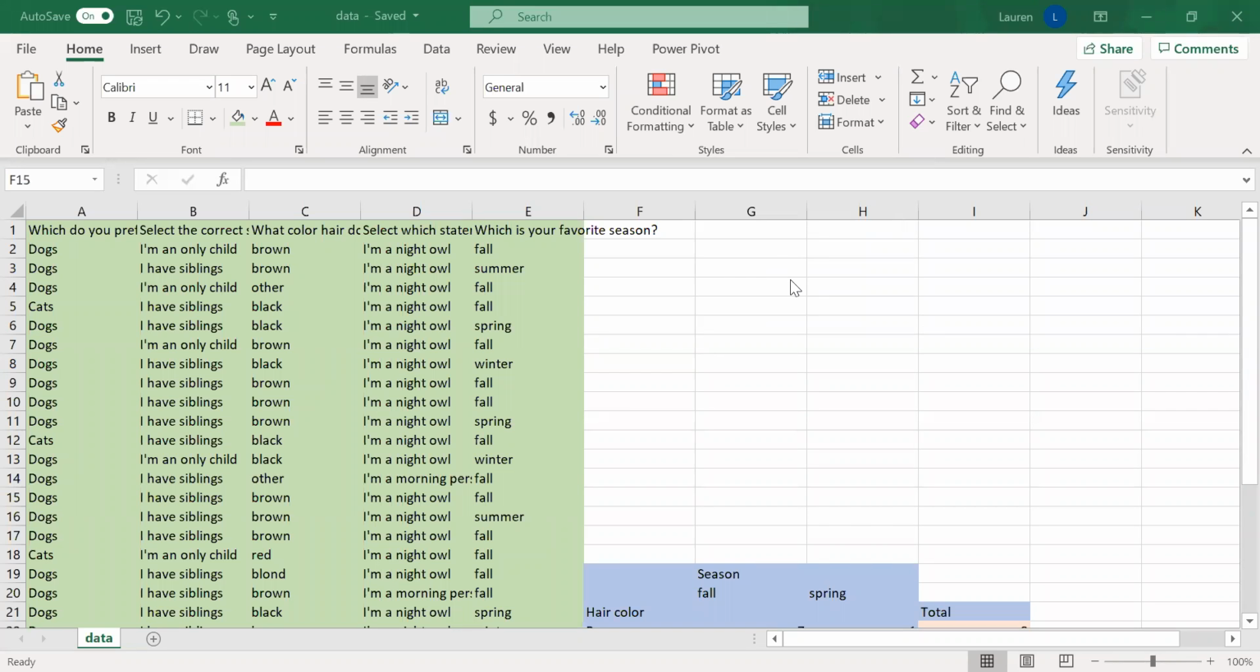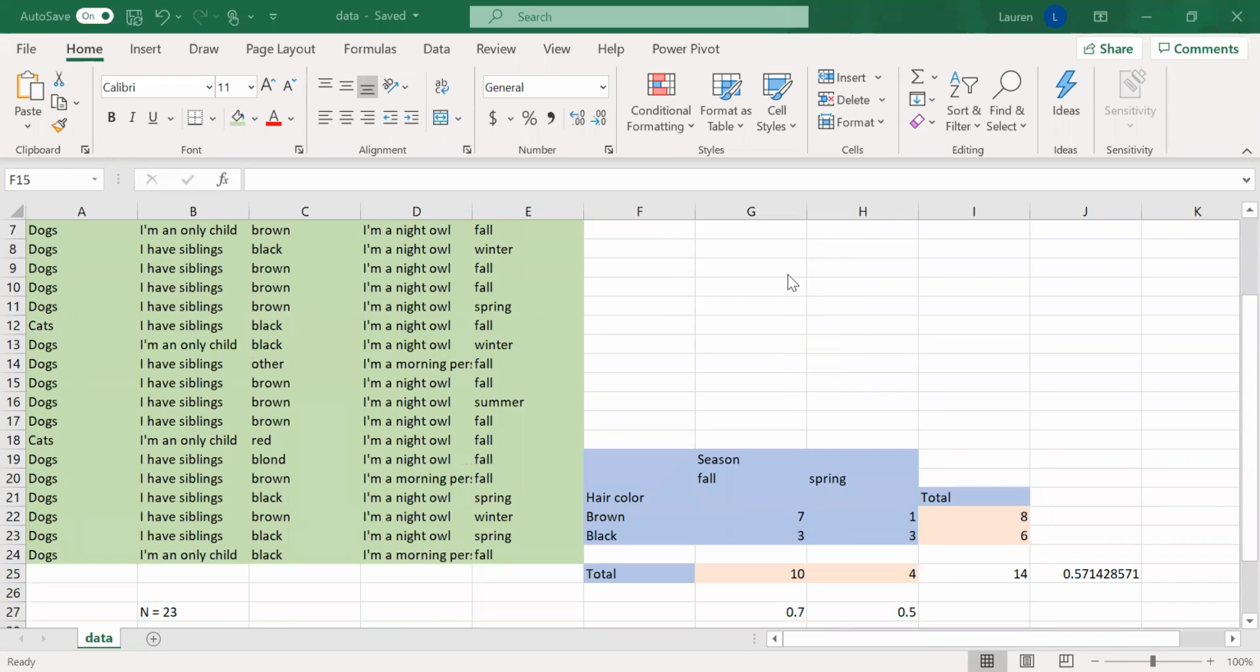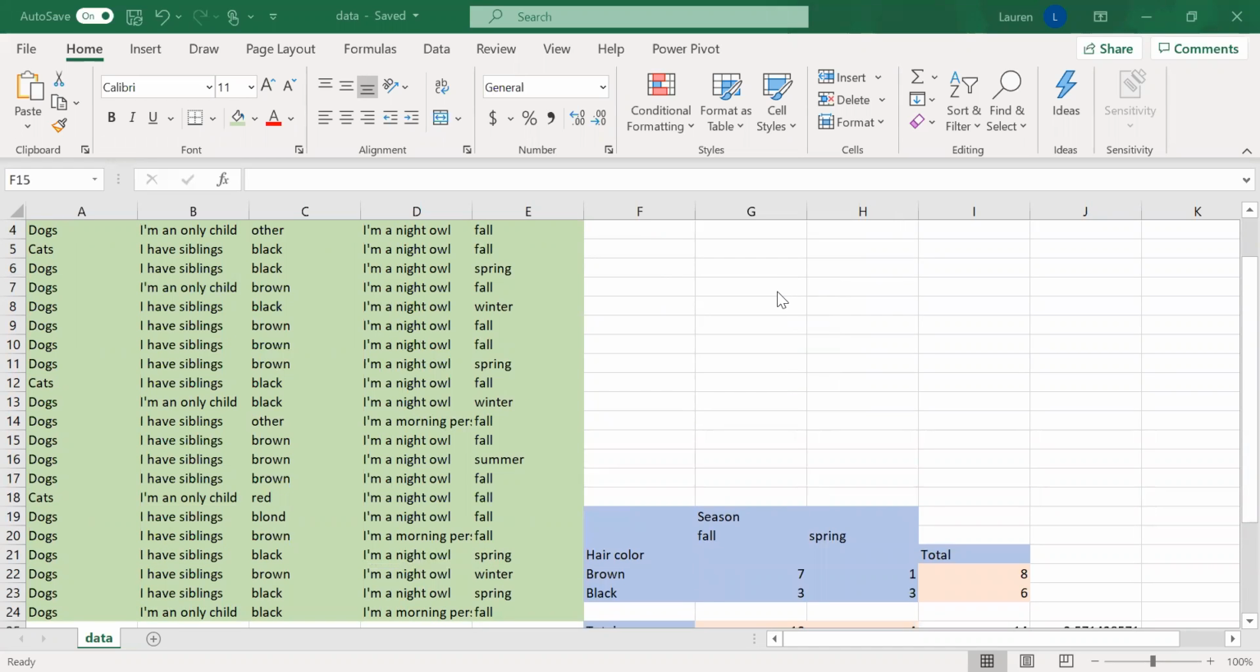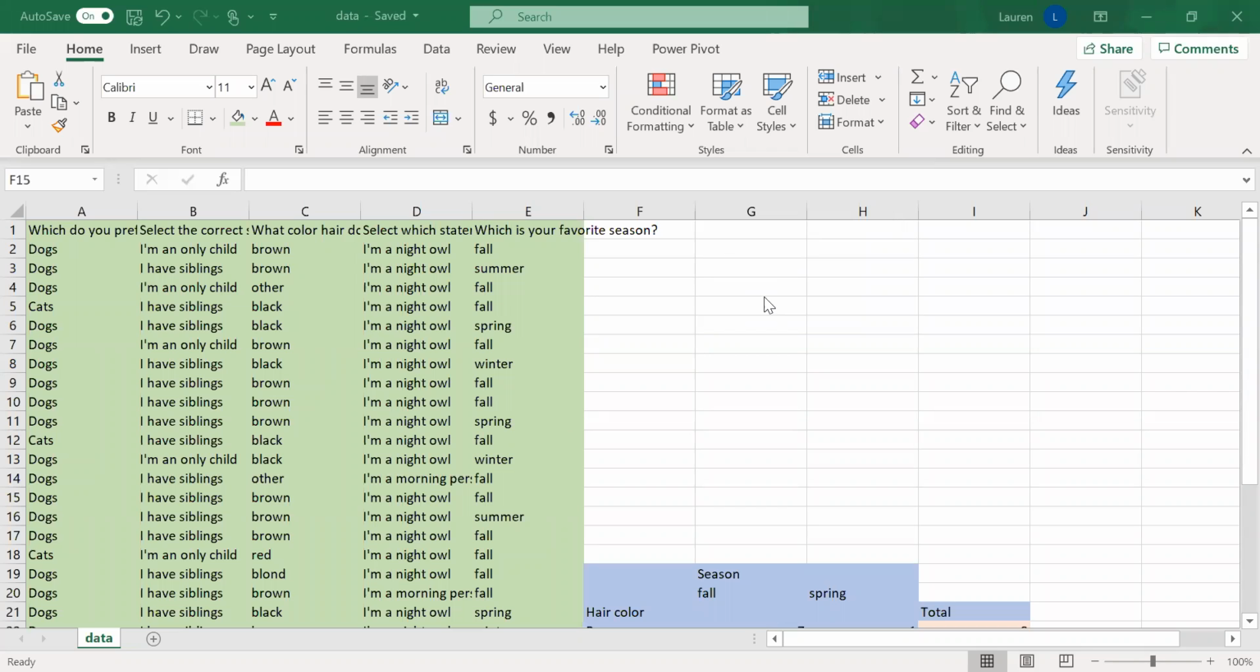Hi everyone, just a quick recap of our meeting yesterday since I forgot to record it. We downloaded the data from the short survey that everyone took and I cleaned it up a little, and so here's the data. We have our questions in the first row.